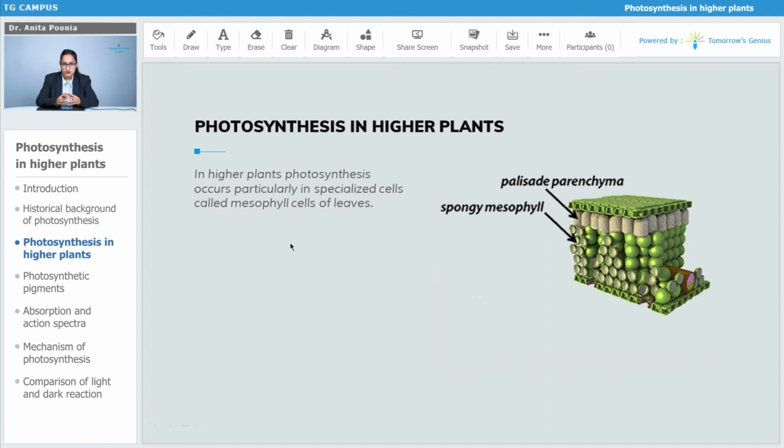In higher plants, students, photosynthesis occurs particularly in the specialized cells which we call mesophyll cells of the leaves. So here, this is the transverse section of the leaf, wherein you could see the cuticle and the palisade parenchyma here. The palisade cells are highly compact, longitudinally arranged cells, and you see the mesophyll area over here. This is the spongy mesophyll. Lots of chloroplasts are present in the spongy mesophyll and the palisade area.